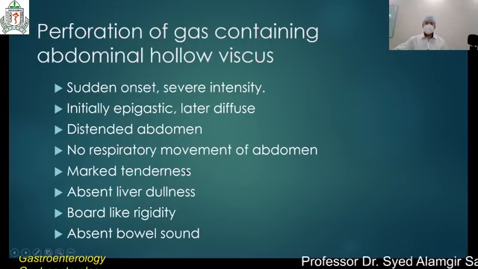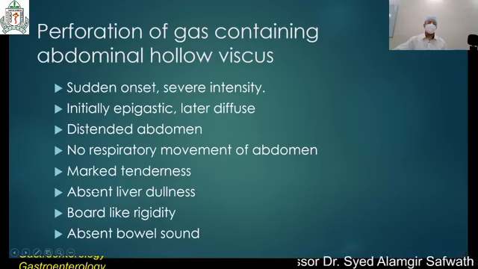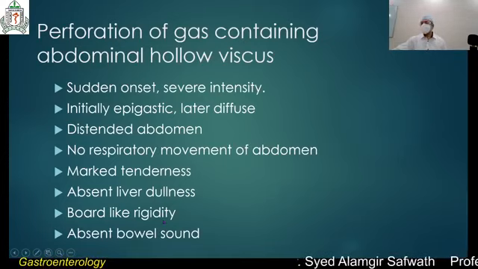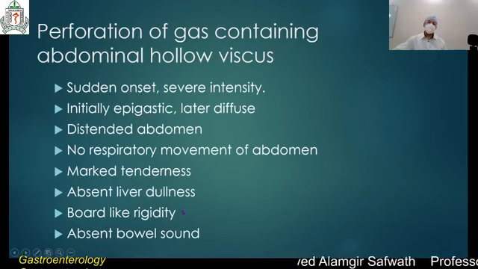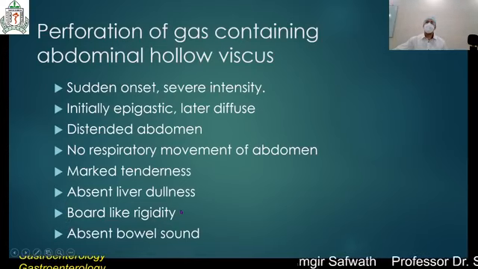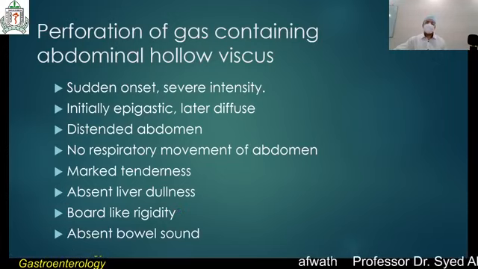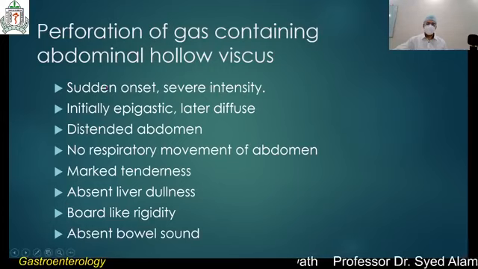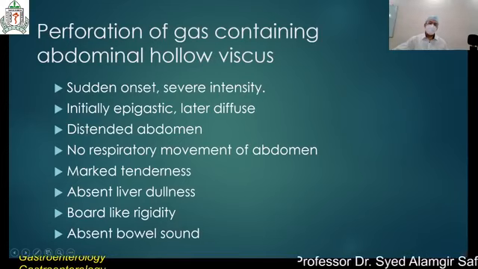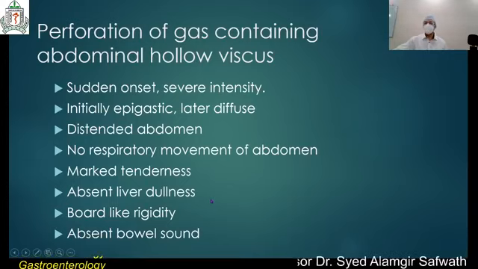There is marked tenderness over the abdomen and absence of liver dullness. If you percuss over the liver, there is absence of liver dullness due to presence of gas over there. Board-like rigidity is a very important finding in case of perforation of a gas-containing abdominal hollow viscus. If you palpate the whole abdomen, you will feel like a board. The muscles are taut, the whole abdomen becomes rigid, and it is known as board-like rigidity. It is a very important clue. And there will be absent bowel sounds. So these are very important clues for the diagnosis of perforation of a gas-containing abdominal hollow viscus.